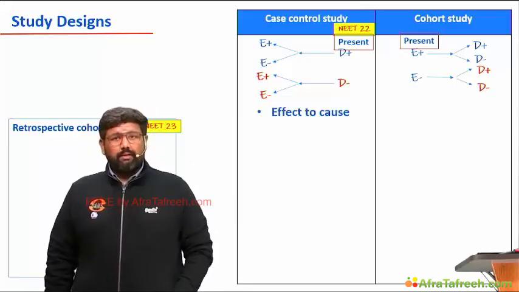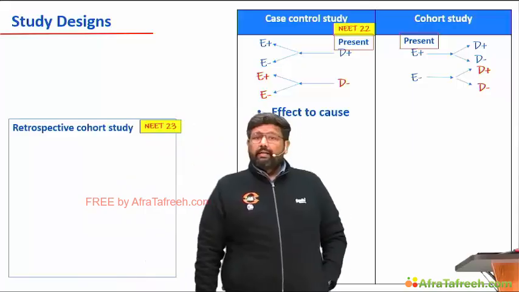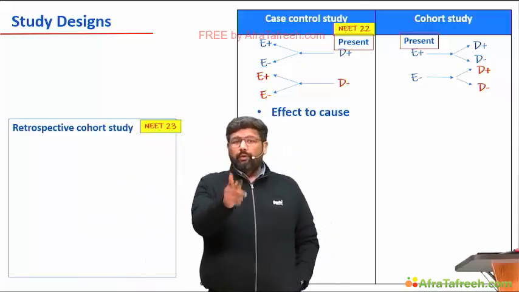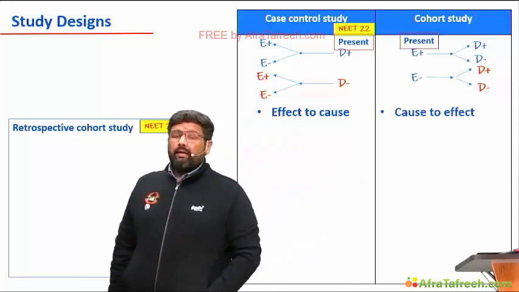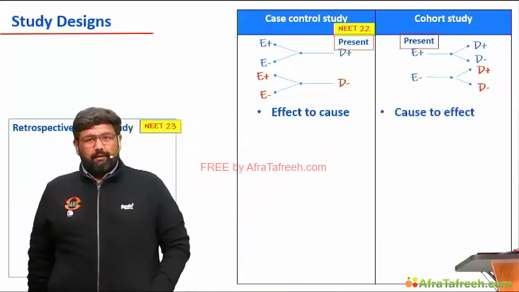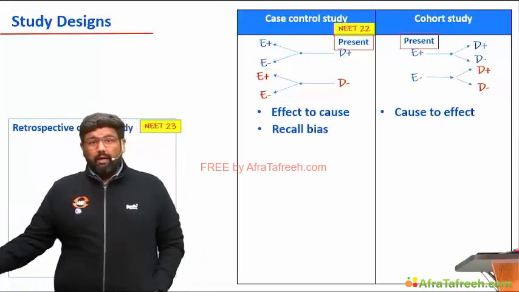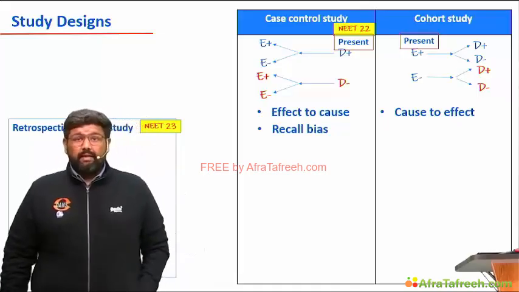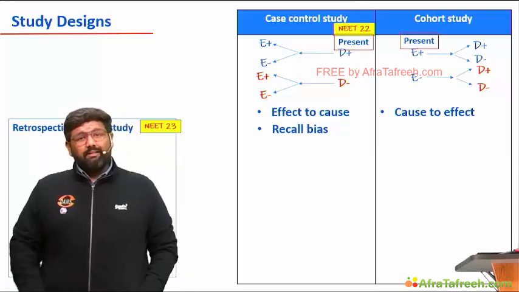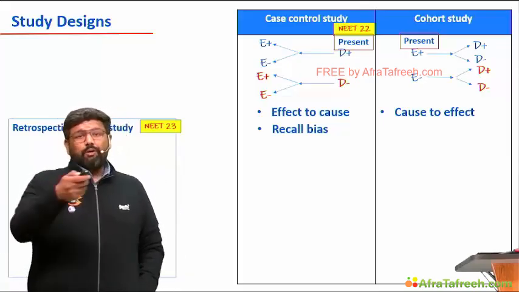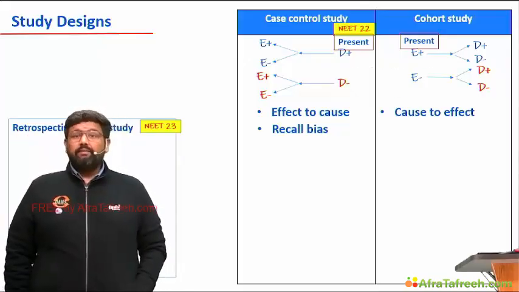This is cohort study. In case control study, I am going from the effect that happened today to the cause, and cohort study goes from cause to effect. The problem in case control study is recall bias. They cannot recall. If I ask you what you had last week, you won't be able to tell me. How can we expect them to give a true history of something that happened 10 to 12 years back? We cannot. This is recall bias.